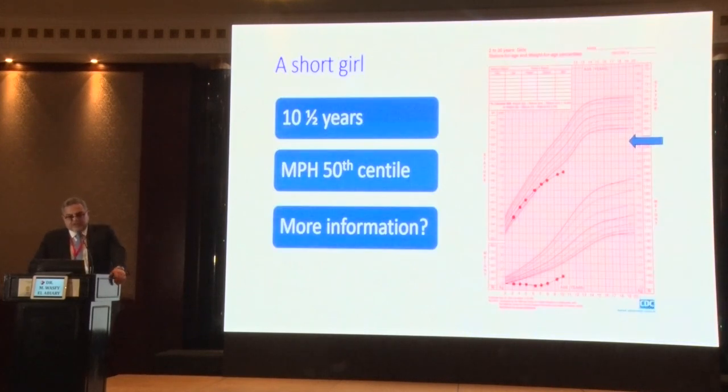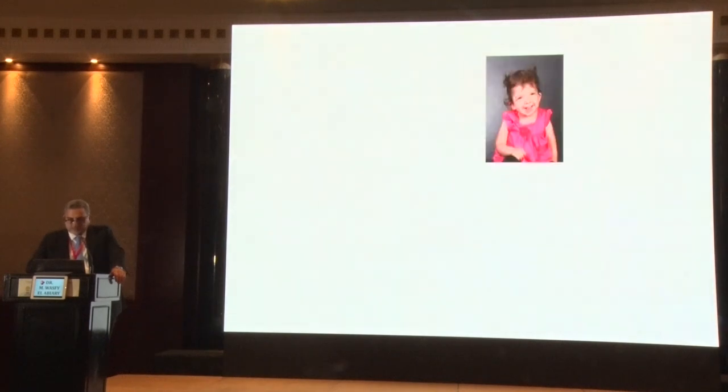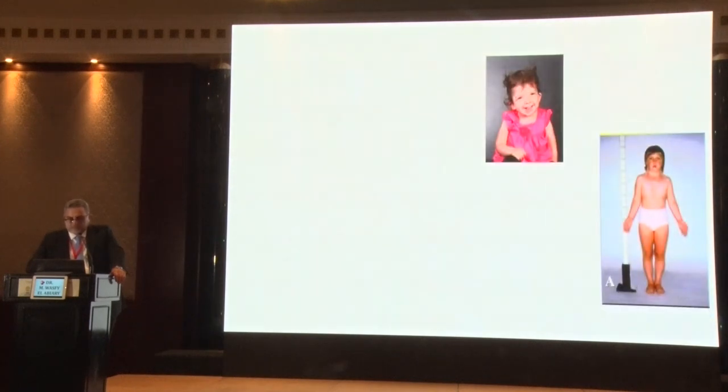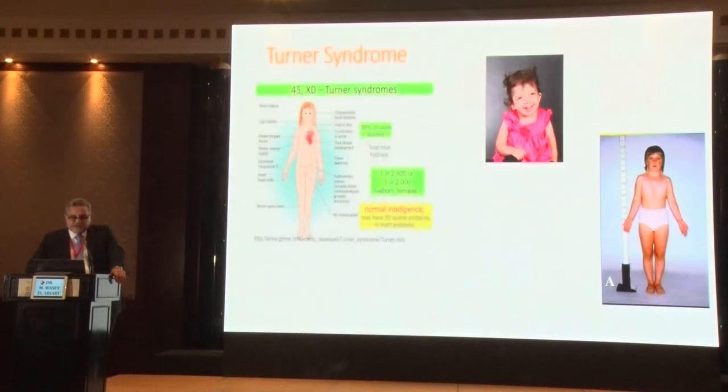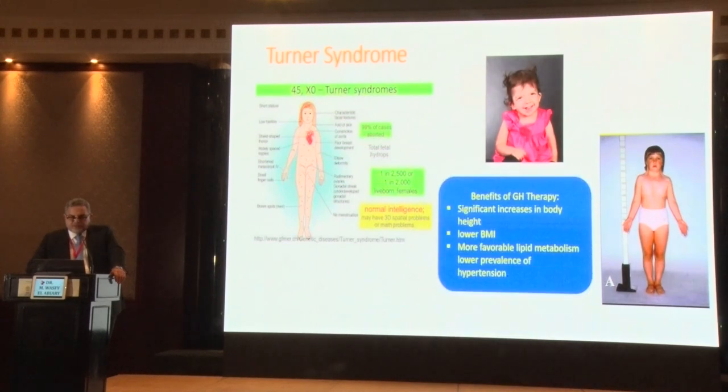Another example, a short girl, 10 and a half years, mid-parental height on the 50th centile. Turner syndrome, okay, so these are the features of Turner. Turner syndrome is one of the indications of non-growth hormone deficiency conditions for which you give growth hormone. It causes a significant increase in body height, lowers the BMI, gives more favorable lipid metabolism, and a lower prevalence of hypertension.